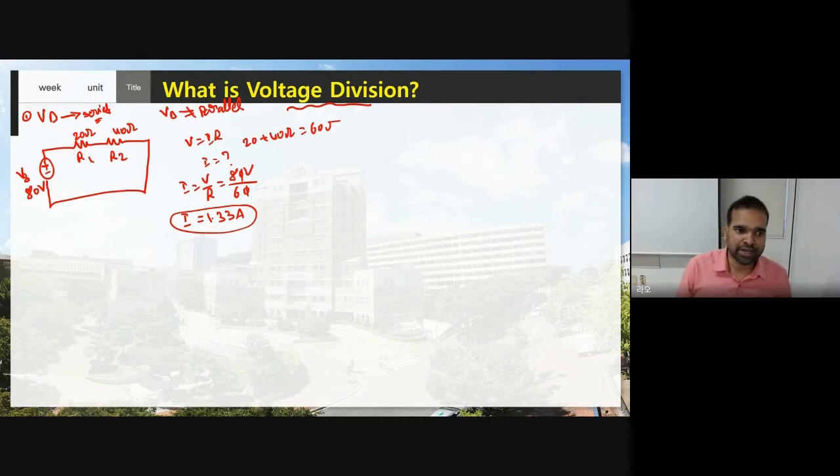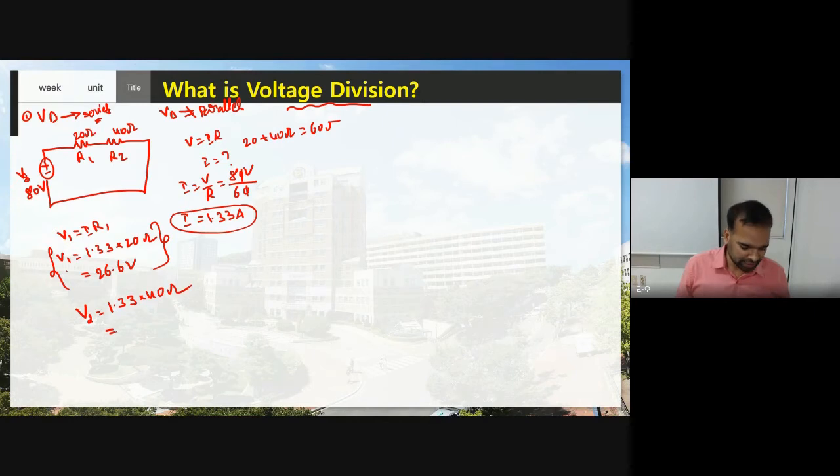Now I want to find the voltage drop at R1, V1. V1 equals I times R1, so 1.33 times 20 ohm. Therefore V1 is 26.6 volts. So the voltage drop at R1 is 26.6. Now what is the voltage drop at R2? I, 1.33, times R, which is 40 ohm. Therefore the voltage drop at R2 is 53.2. This is my voltage drop V2.